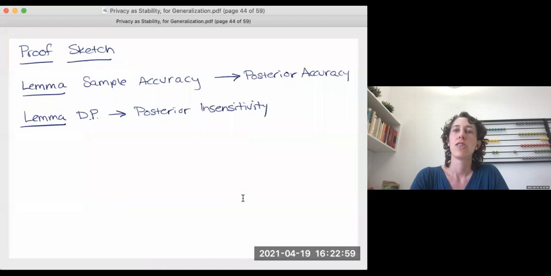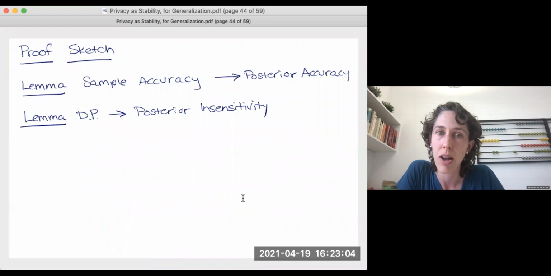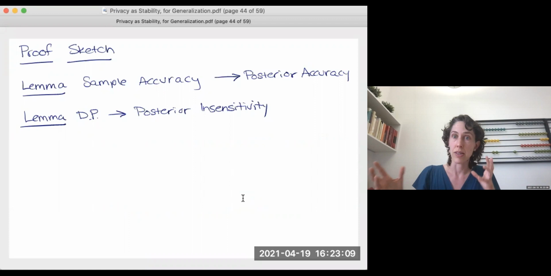So clearly I don't have time to do these proofs in full, but let me try to give you a flavor of how each of these works and how it comes together. So the first piece of this is the argument.